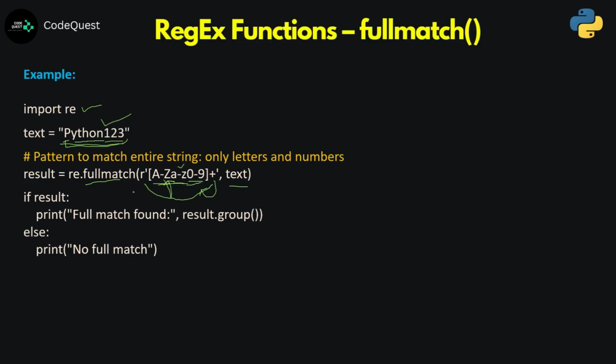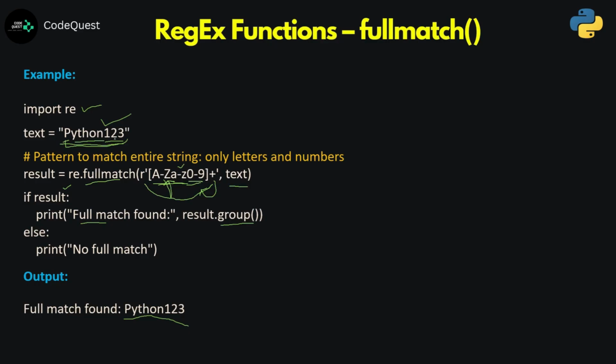Hence, it is going to return the match object. So as a result, this result is going to carry the match object, hence it is true. Now we are just trying to print out this group function, which is nothing but whatever match is found. Because it is a full match, this entire string will be given as the output: full match found Python123.